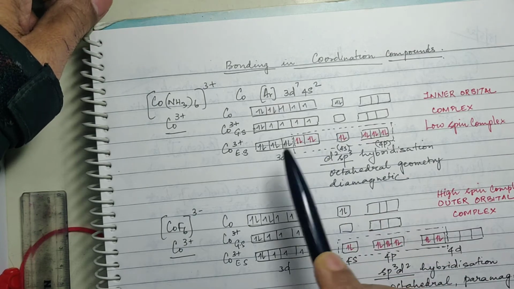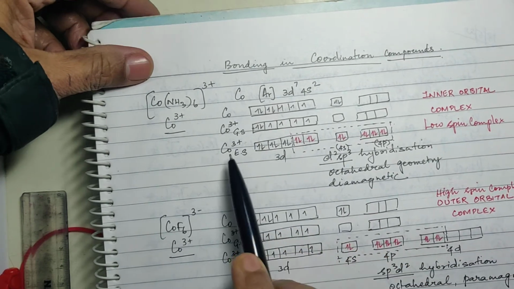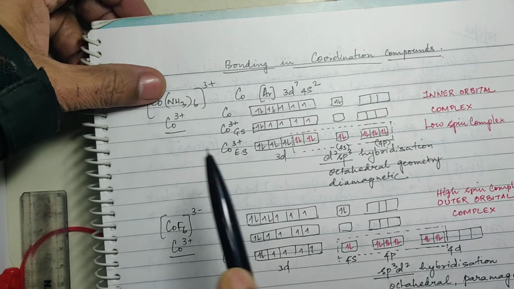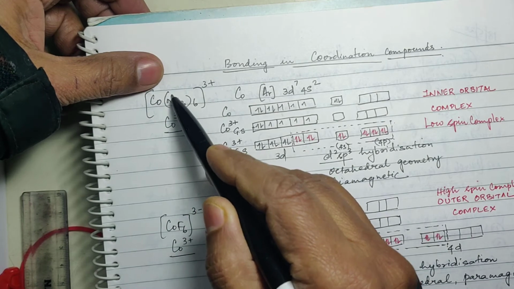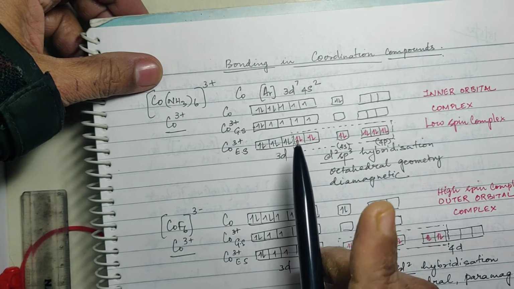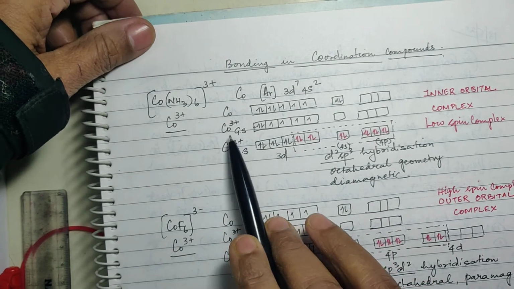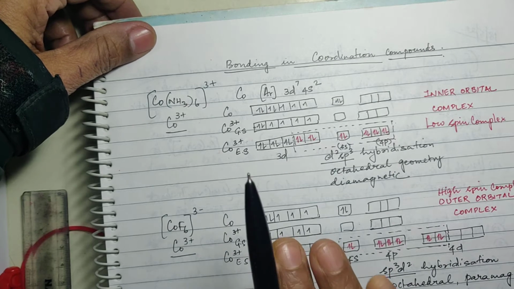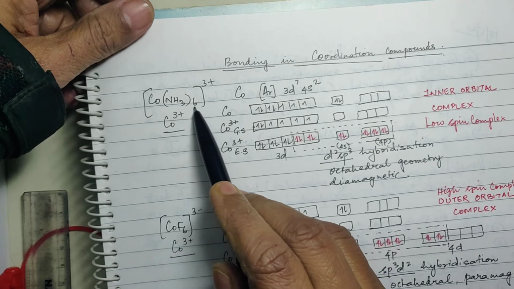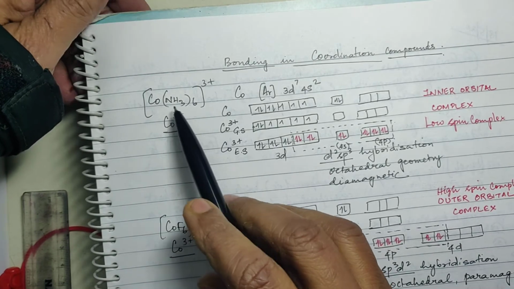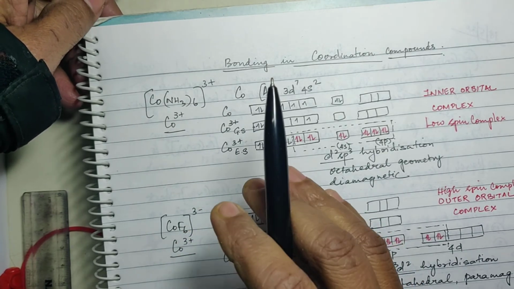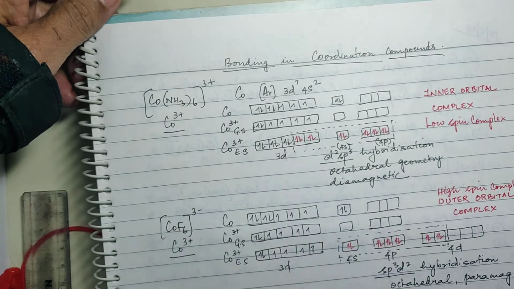4s is empty. Now this is the ground state configuration of Co3+, and then it has to accommodate the lone pair of electrons on the nitrogen of the ammonia molecule in its empty orbitals. So what does this Co3+ have to do? It has to vacate some of its d orbitals. How many? It needs 6 empty orbitals. However many lone pairs are coming, that many vacant orbitals are needed to accommodate these pairs of electrons.